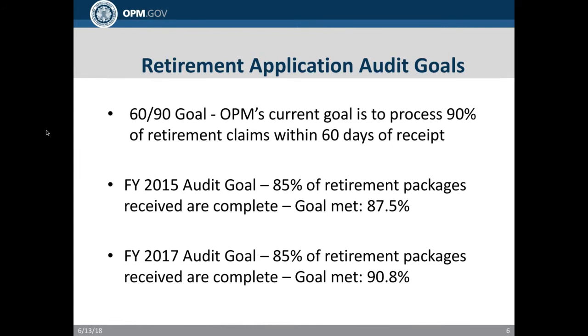And throughout the audit process, we've set goals on what we want the completeness of packages to be. So I've just got two examples here. In 2015, the goal was to have 85% of the retirement packages complete. That goal was met with an 87.5%. Then in fiscal year 2017, the goal was also 85, and we exceeded that goal with 90.8%. And for this year, fiscal year 2018, the goal is still 85%.